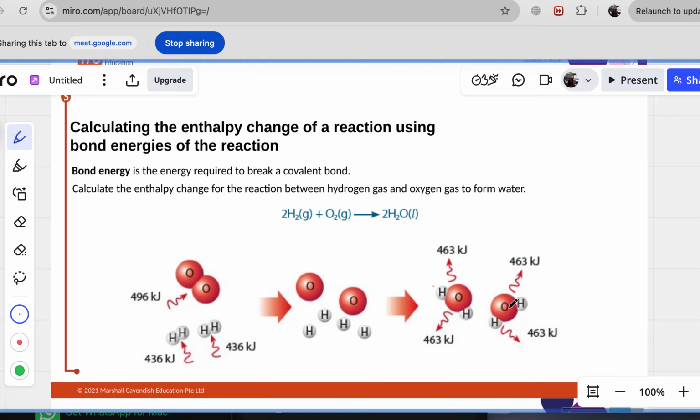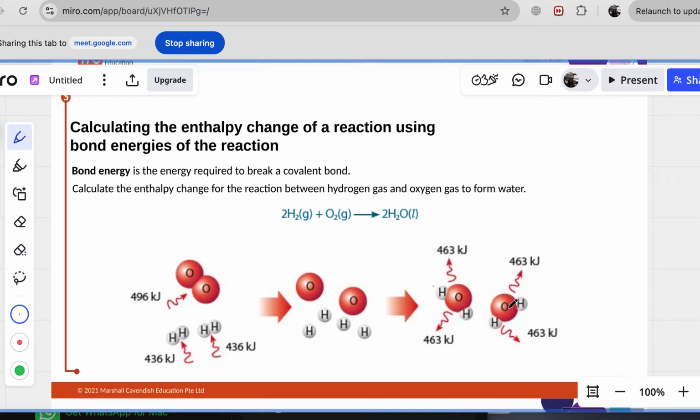To get enthalpy change, you say energy of the reactant minus total energy of the product. Energy of the reactant minus, meaning energy in minus energy out. Is that okay? Energy in minus energy out. Okay, I want to move to the next slide.